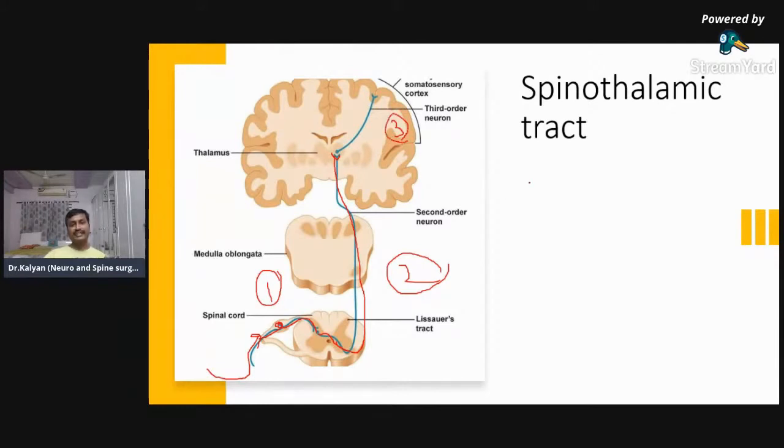So let us answer the same questions. First one: how many order neurons are there in the spinothalamic tract? I will wait for your answer. Second question: what is the function of the spinothalamic tract? What sensations does it carry?